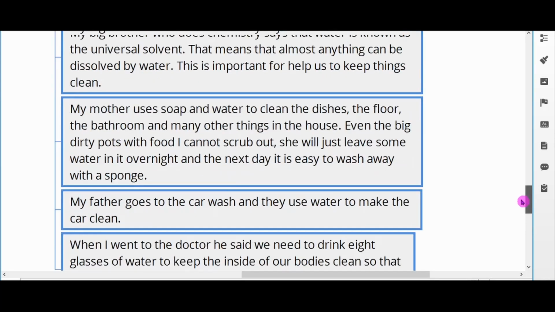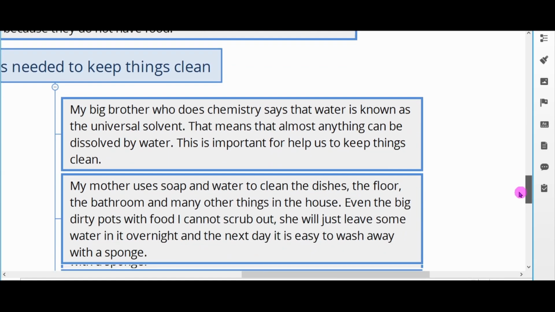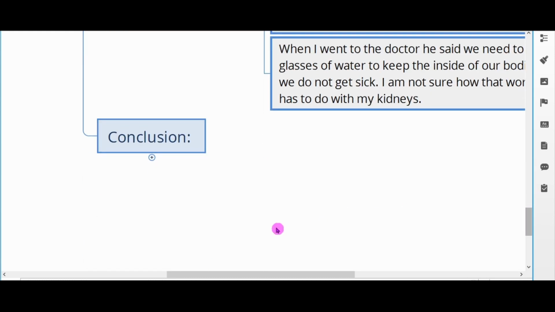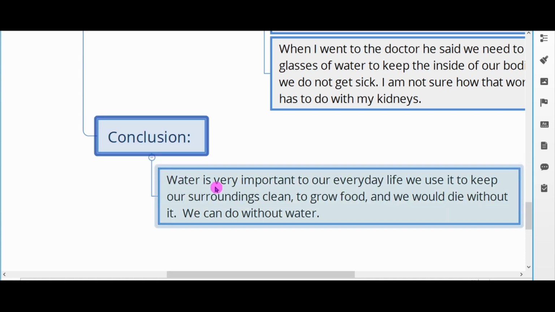Okay, so even the inside of your body needs to be kept clean with the use of water. So that was idea number 3. So we are finished with the idea. So now we go to our conclusion. This is where we're going to wrap up our essay. So water is very important to our everyday life. We use it to keep our surroundings clean. That was idea number 3. To grow food, idea number 2. And we would die without it, idea number 1. We cannot do without water.